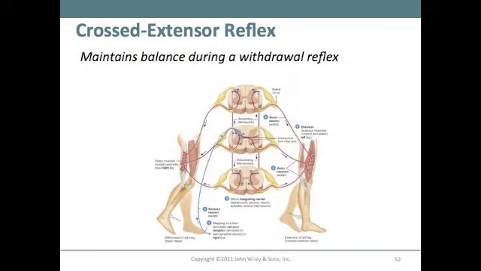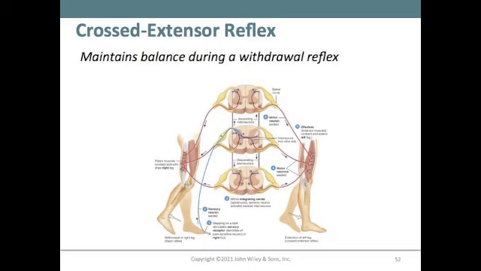Crossed-Extensor Reflex, page 487, figure 13.17. A crossed-extensor reflex causes contraction of muscles that extend joints in the limb opposite of a painful stimulus. Actually, what this does is it helps you to maintain balance during a withdrawal reflex. So when you step on that tack, you've got some painful stimulus there.